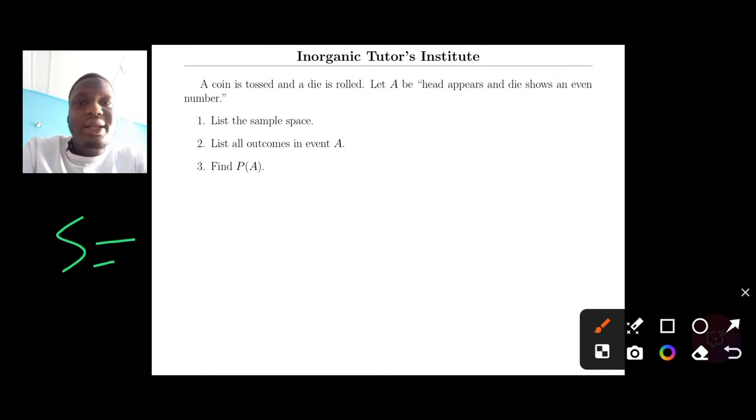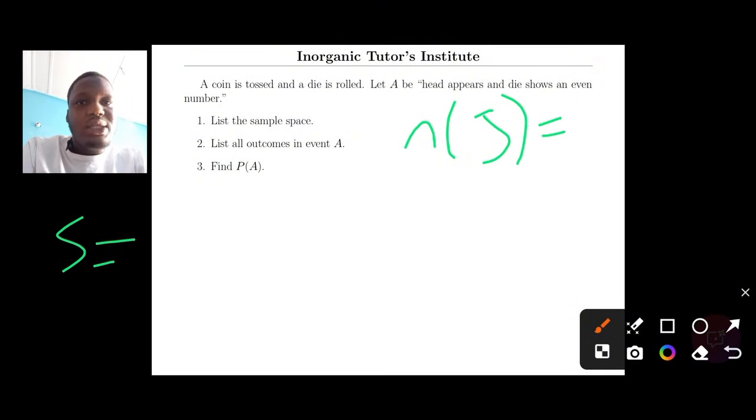When you are to get the sample space for two different activities or experiments, remember this: we are rolling a die and we are also tossing a coin. To be safe, have the number of outcomes in the sample space at the back of your mind. And to easily determine the number, multiply the number of outcomes for each of the activities.